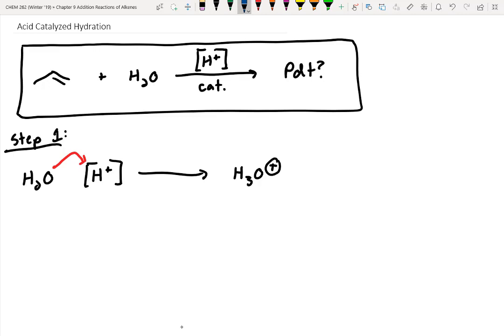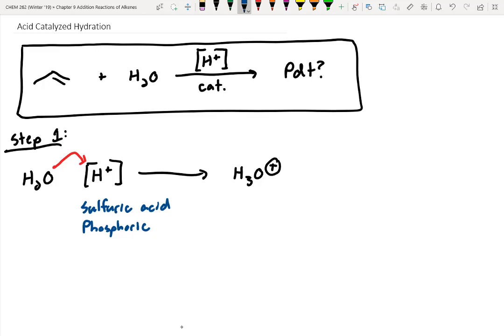Sulfuric. Or we could use phosphoric. Why wouldn't I use HBr? Does anybody know? What could HBr do to that alkene? Hydrohalogenation.